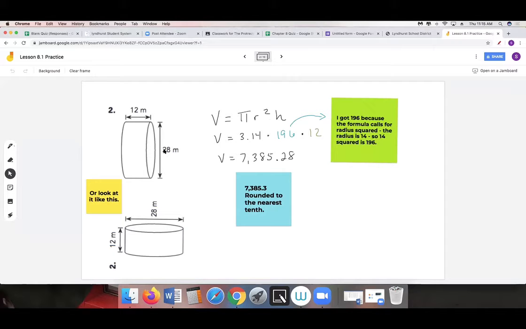so that becomes 14. So after I filled in everything I know, I have 3.14 times 196 times 12. And I got 196 because the formula, of course, is the radius squared. The radius is 14, so 14 squared is 196. Multiply that all out, and there's my answer. All right? Questions so far on one or two? Nope. And if I'm going too fast, please just let me know.